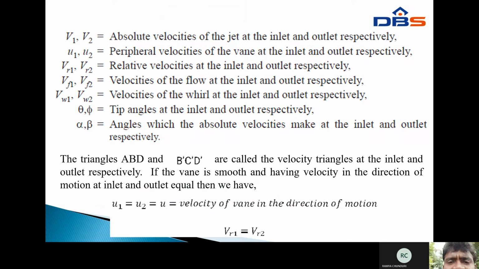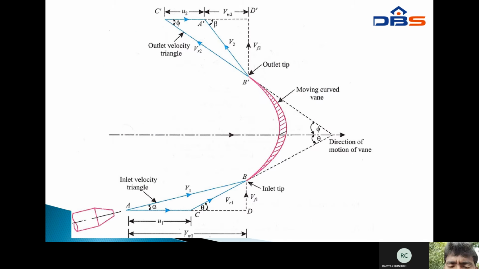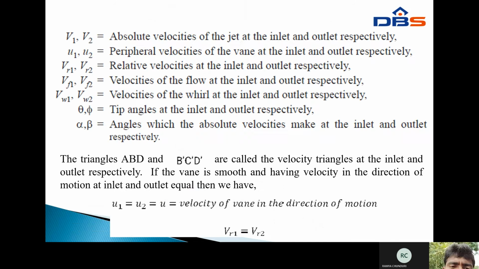V1 and V2 are the absolute velocities at the inlet and outlet respectively, as shown in the figure. V1 is the inlet velocity. In the outlet velocity triangle, V2 is the outlet velocity. Next, U1 and U2 are the peripheral velocities of the vane at the inlet and outlet respectively. U1 means vane velocity at inlet and U2 at outlet. Next, Vr1 and Vr2 are the relative velocities at the inlet and outlet.